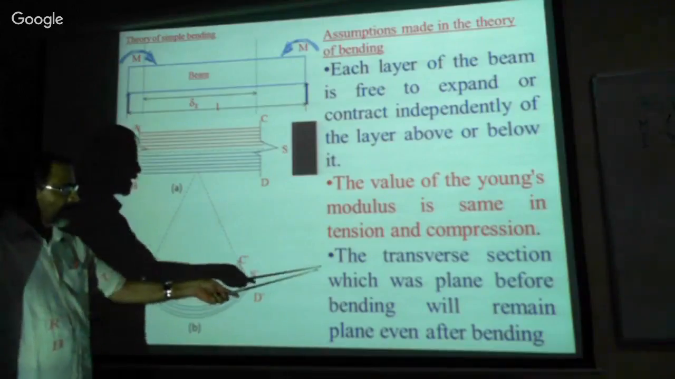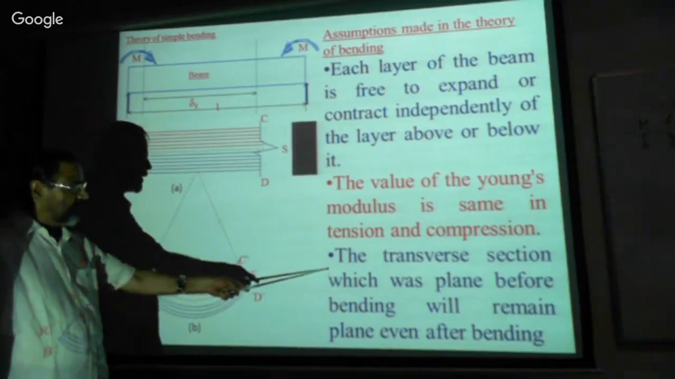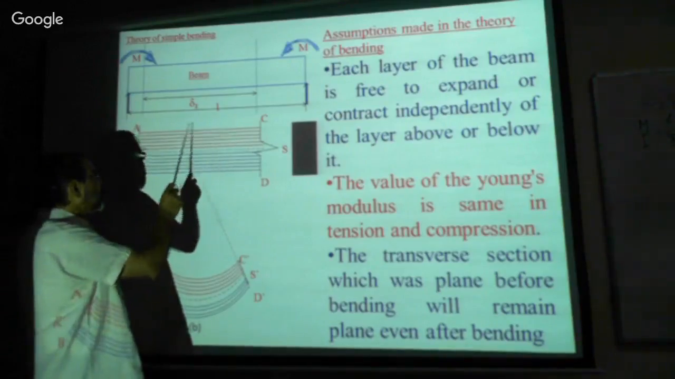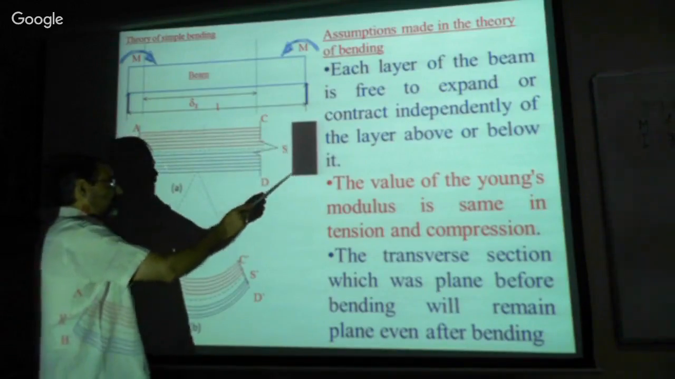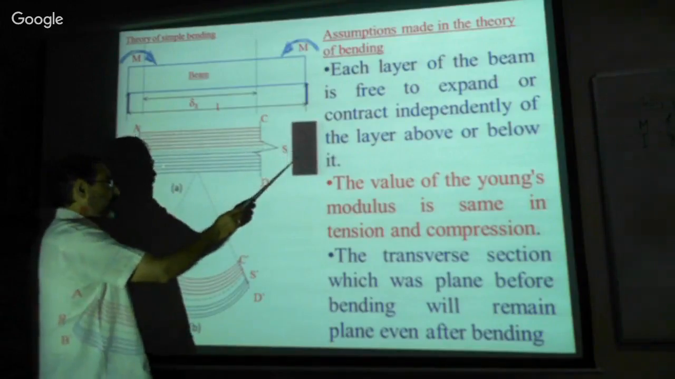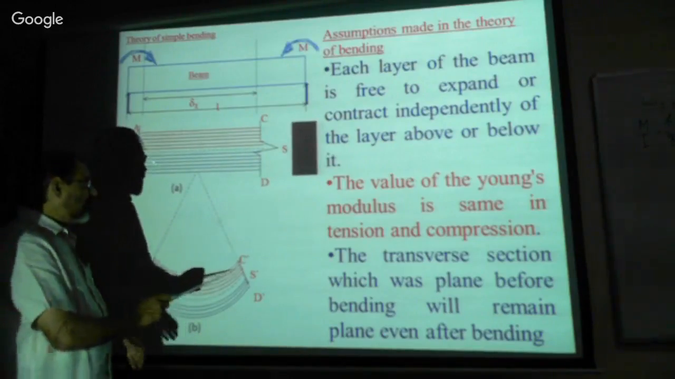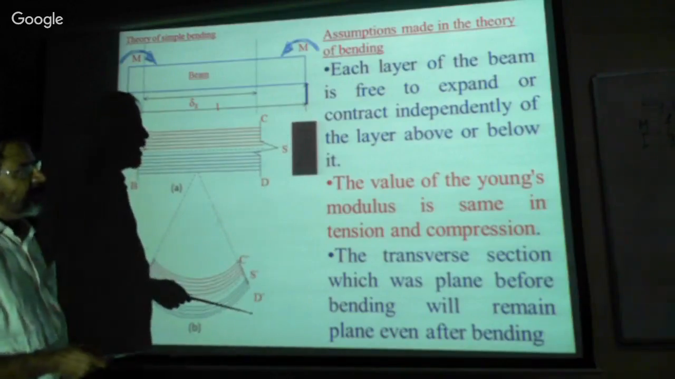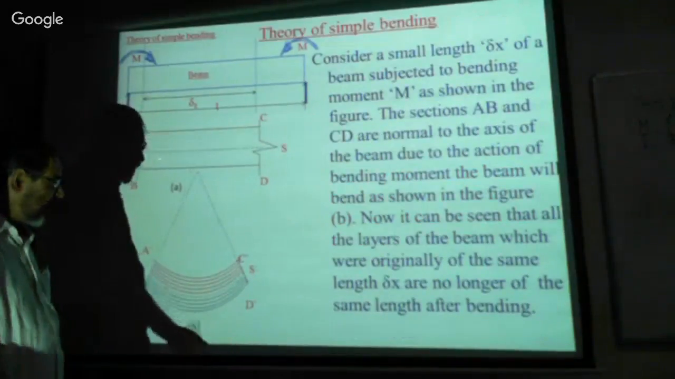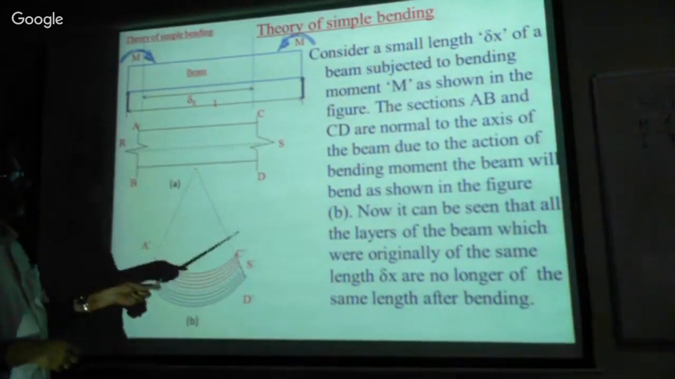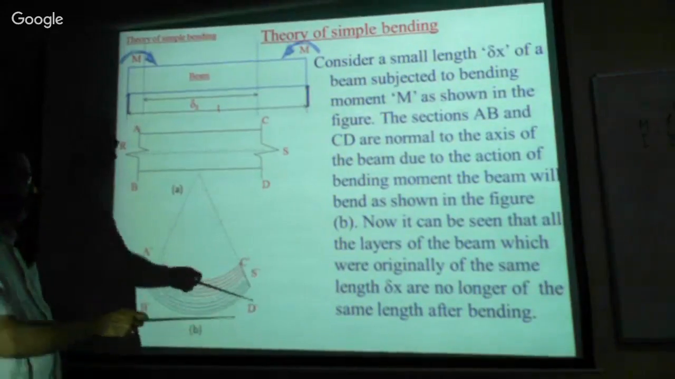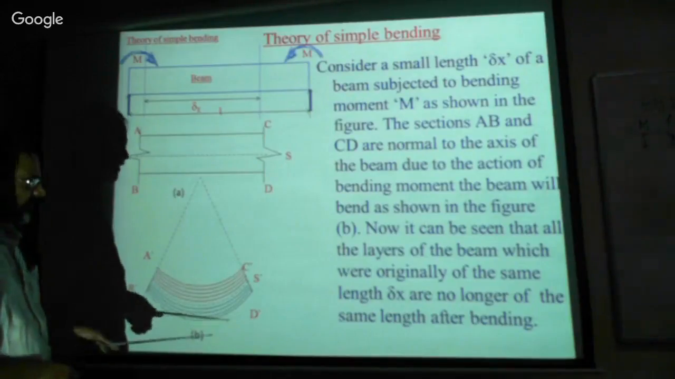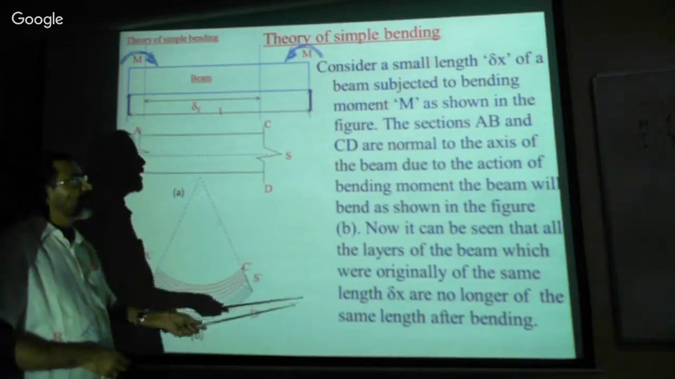Another assumption made in this theory is that before bending, the beam cross section is plane. Even after bending, the beam cross section remains plane. So these are the assumptions made in the theory of simple bending. Whatever the things I have discussed are mentioned here. These things are written here.